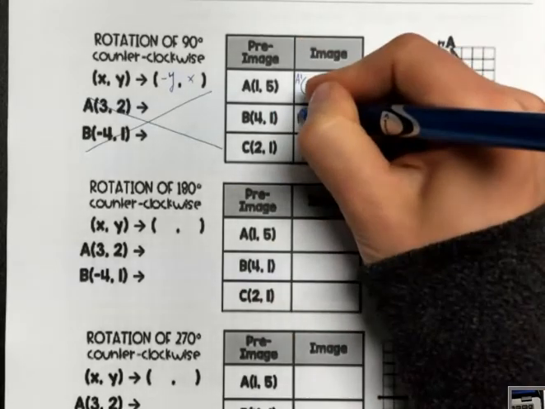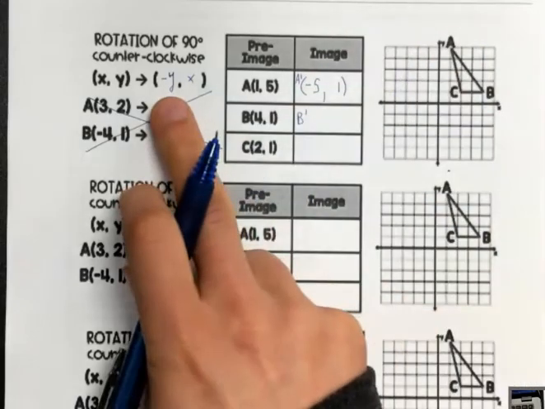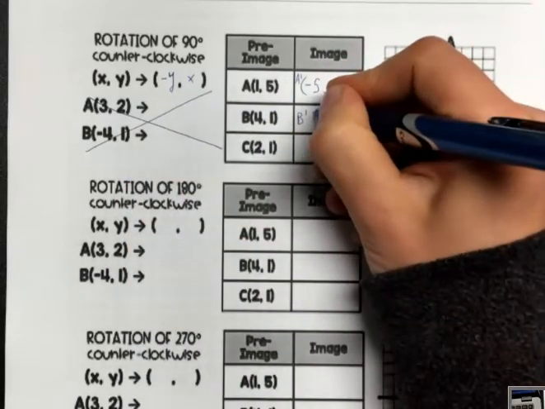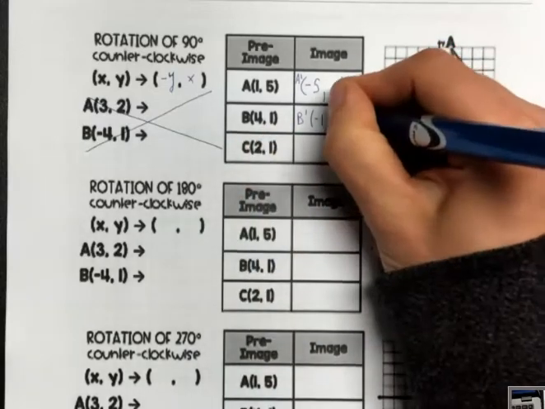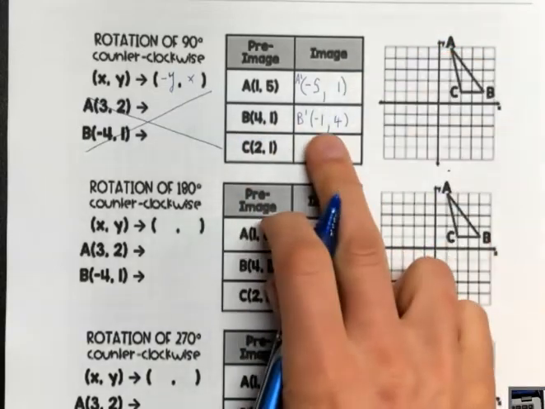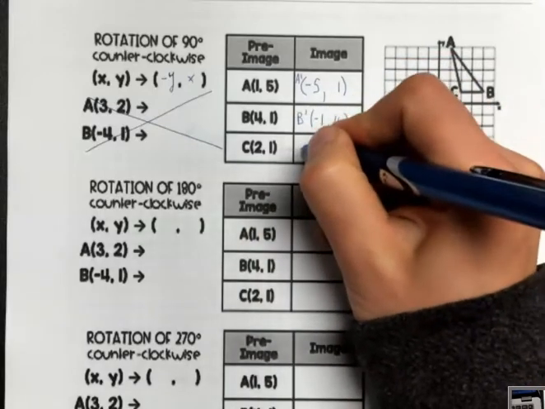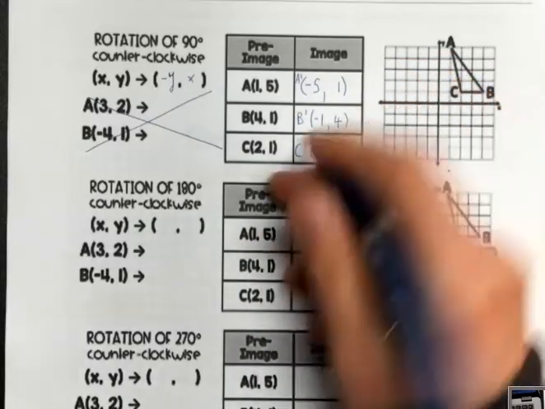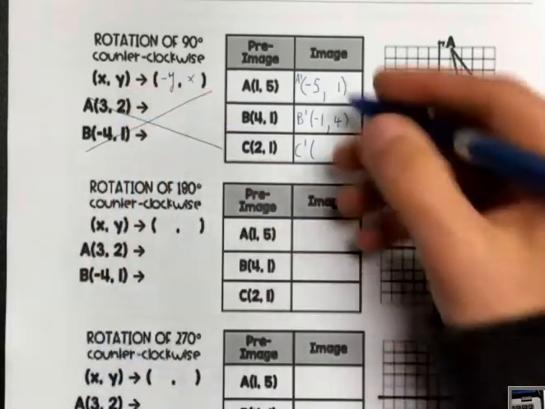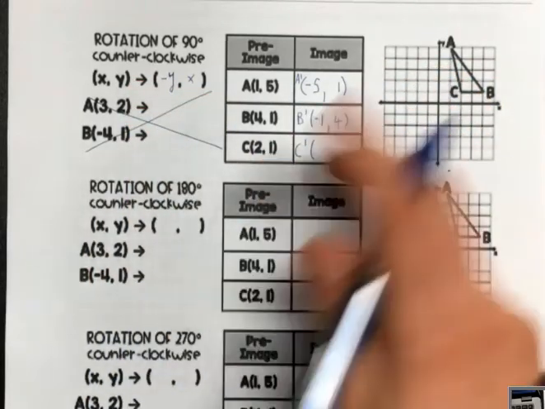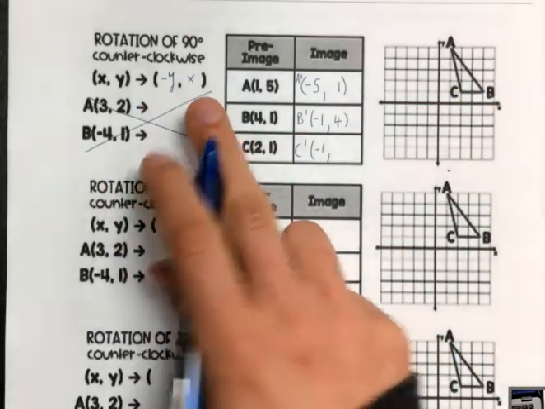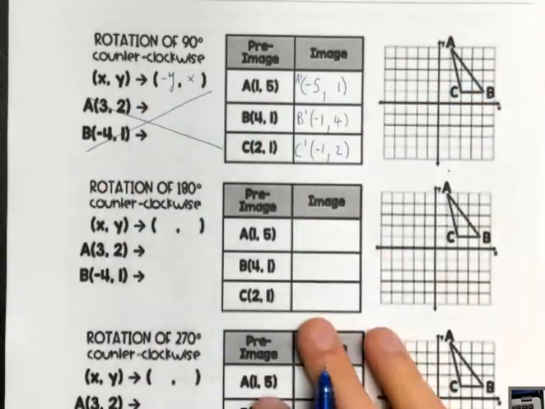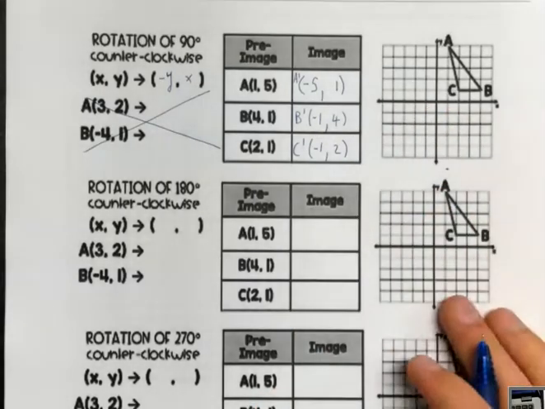Okay, so B prime, negative y, x, so negative y would be negative 1, and then our x term, 4. So this is our new point for B prime. And C prime, I have negative y, x, so our y is 1, so I get negative 1, and x was 2, so I put my 2 next. Okay, and then I'm going to go ahead and plot these.